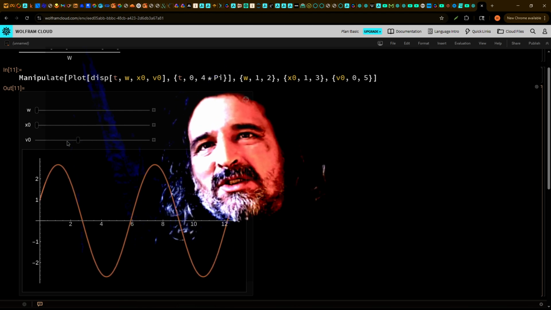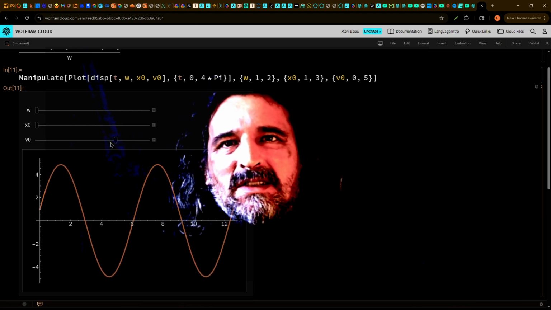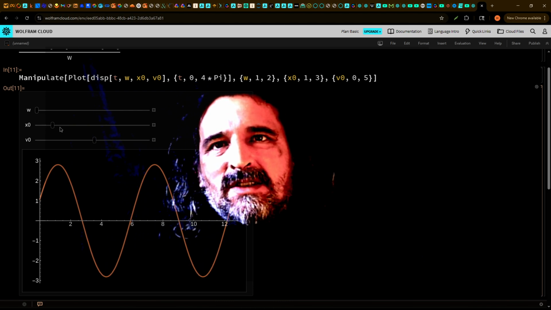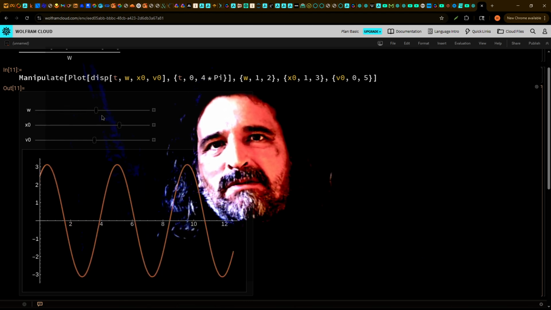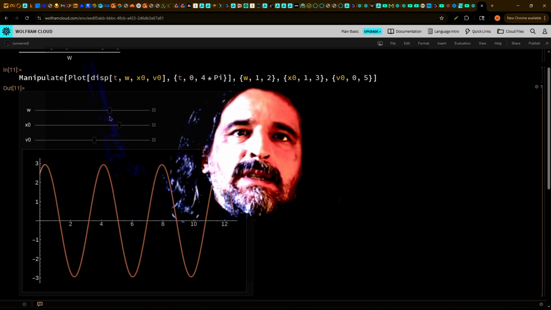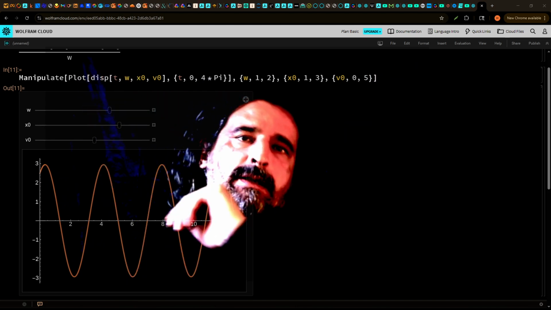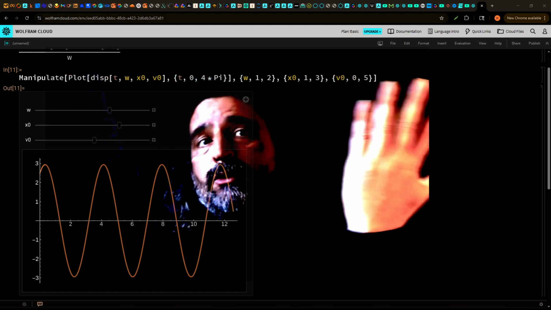The amplitude also changes, but it's mostly a shift. Changes the amplitude as well. And x naught, you change it. And then with W, you increase the frequency. Right. So that's the way it is. And you can do this now on your computer.